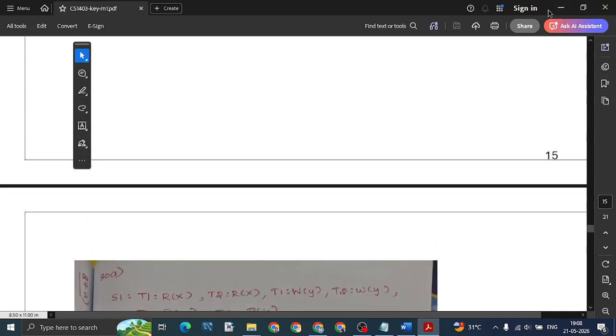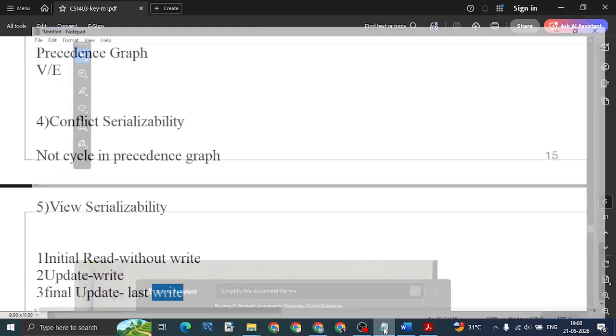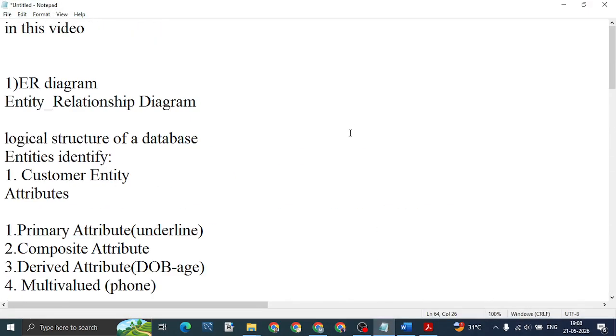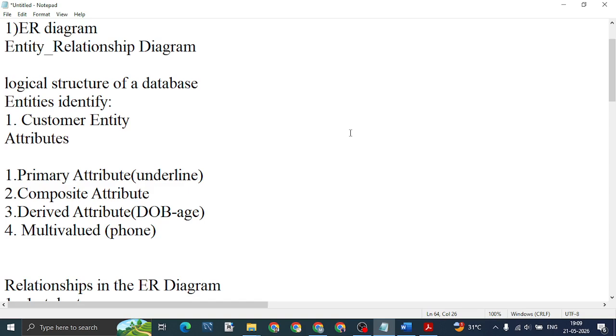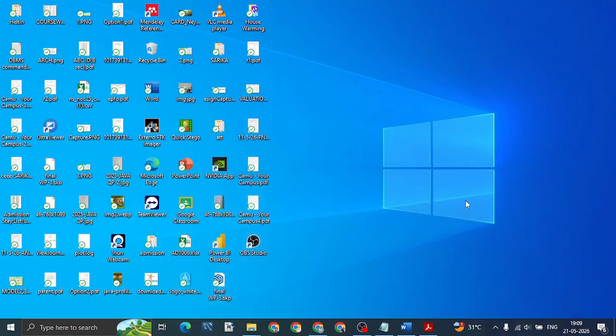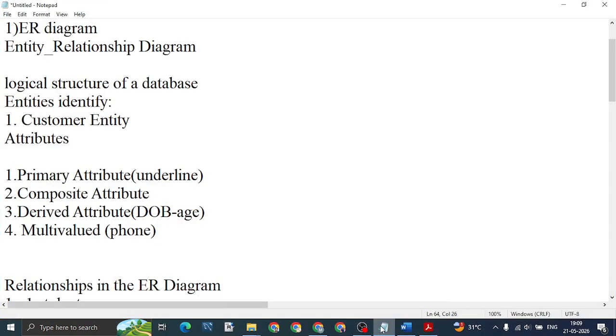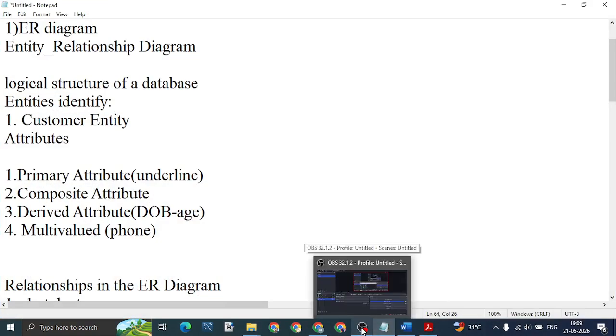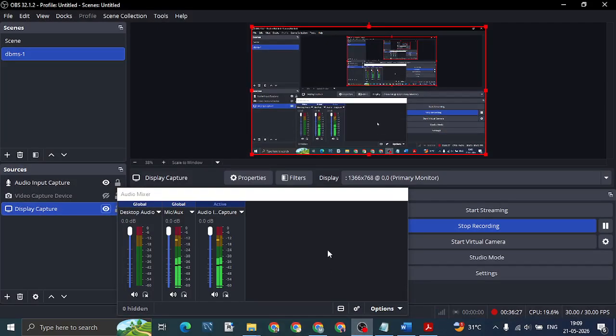And we are going to end this video. Let us make the final overview of the topics we have discussed today. First we have discussed the entity relationship diagram.